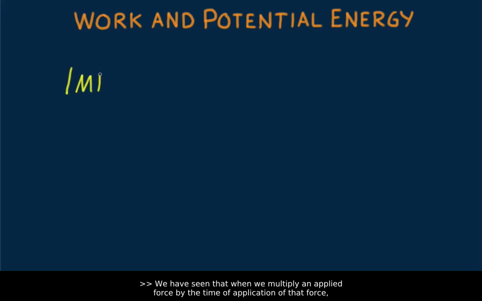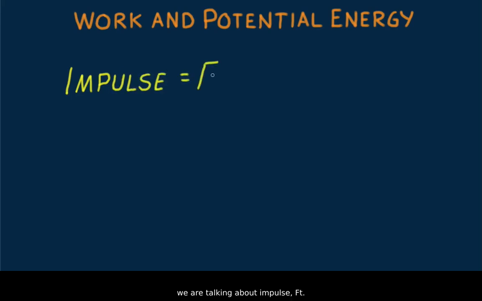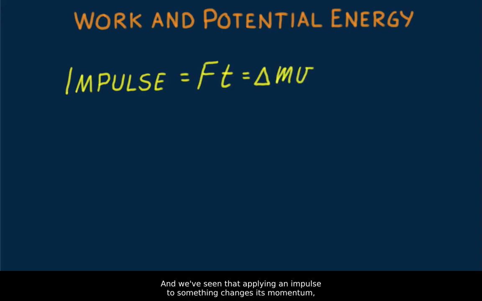We have seen that when we multiply an applied force by the time of application of that force, we are talking about impulse, Ft. And we've seen that applying an impulse to something changes its momentum. Impulse produces a change in momentum. Now we want to discuss something similar.